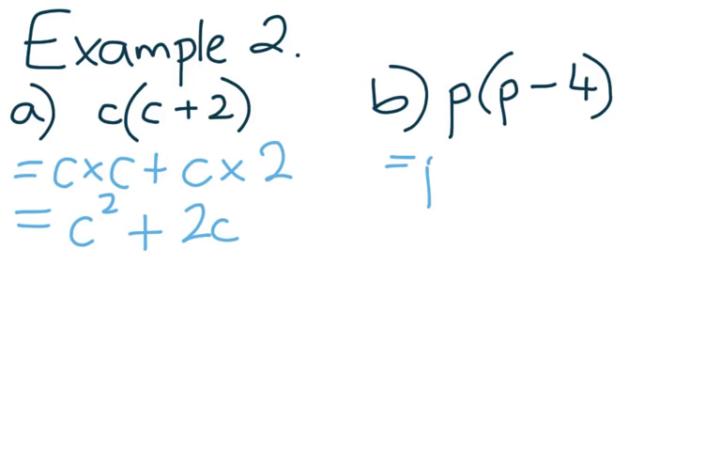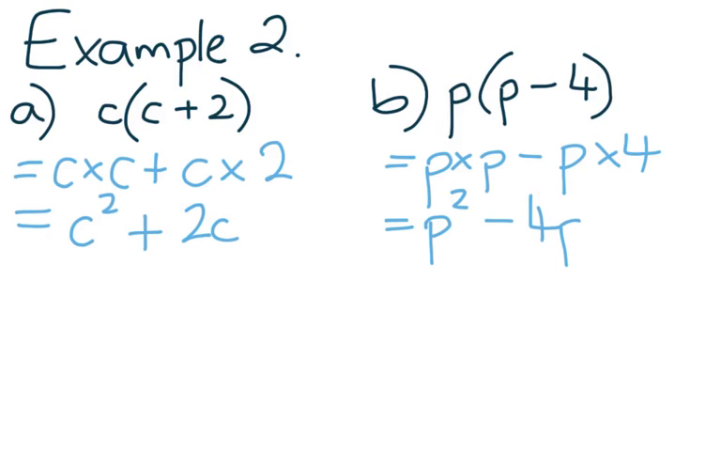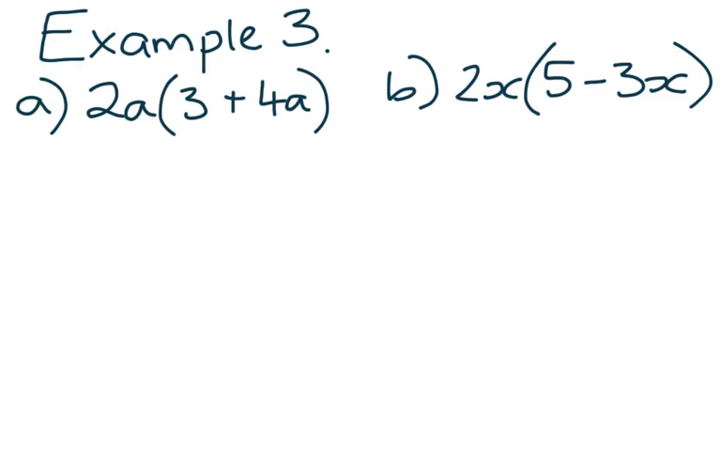So example 2b is going to be p times p, take away p times 4. And again, p times p is just p squared. And then we take off 4p. Again, first step is not necessary once you are confident. Example 3, we're stepping it up a bit now. So now we have a letter and a number. So we've got a term at the front that has a coefficient and a variable. And that is now going to multiply by everything in the brackets.